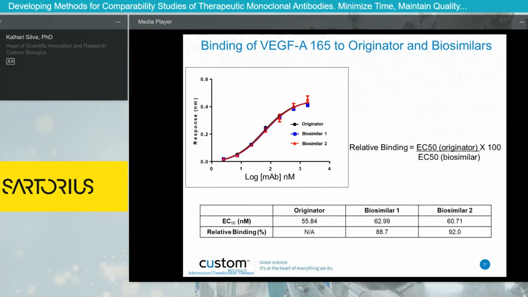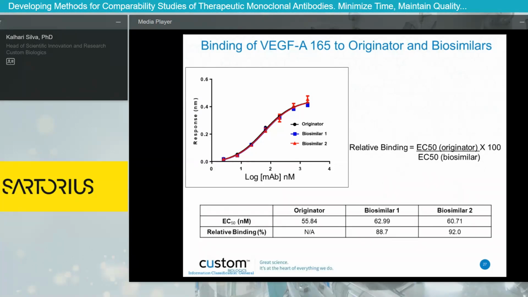Biosimilar 1 and biosimilar 2 returned relative binding values of about 89% and 92% respectively, suggesting that the two biosimilars behaved very similarly to the originator. With that, we conclude case study 3.